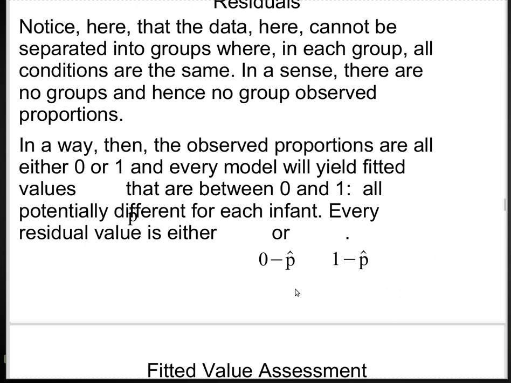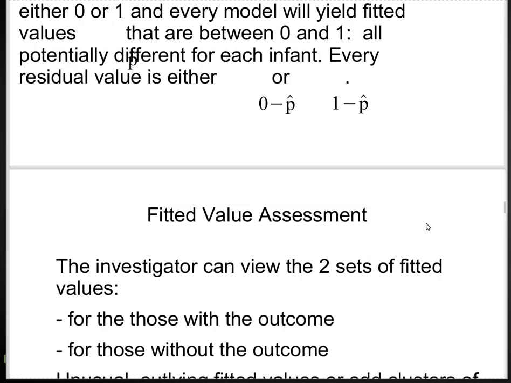The fact that in one case we're taking 0 minus p hat, and then in the second case we're taking 1 minus p hat, doesn't really help us much. But what we can do sometimes is look for anomalous or problematic fitted values. There's no simple way of gaining value from the displays we saw where there was an observed proportion in every determined group. If the observed proportions are all just zeros or ones, we don't get that same ability.